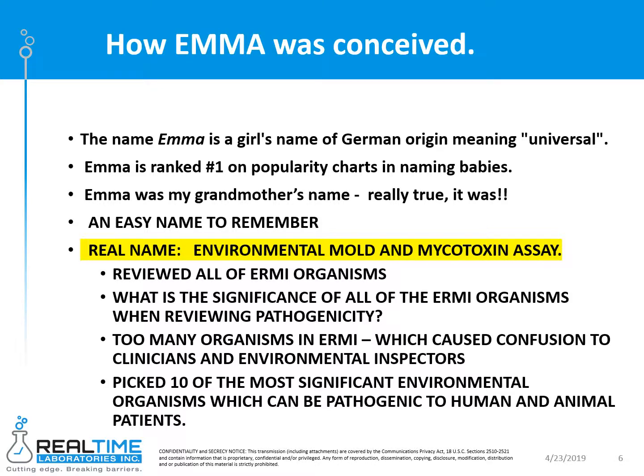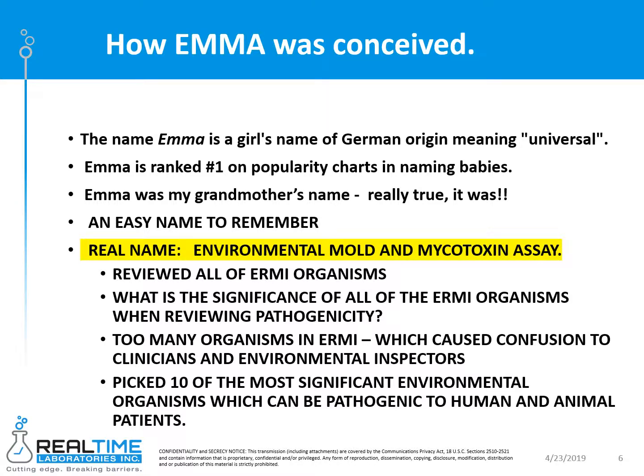So the biggest question is, what does EMMA mean? How was it conceived? Well, the name Emma is a girl's name of German origin, meaning universal. It's ranked number 1 on popularity charts in the naming of babies. This is weird, but it was my grandma's name. Really, that's true. It was. And it's an easy name to remember. Emma, get over here. Emma, let's do an Emma. So the real name is Environmental Mold and Mycotoxin Assay, which does not come right off your tongue, so you use the word Emma.